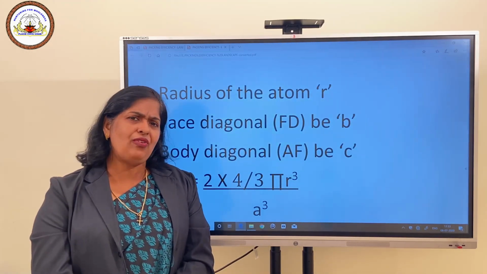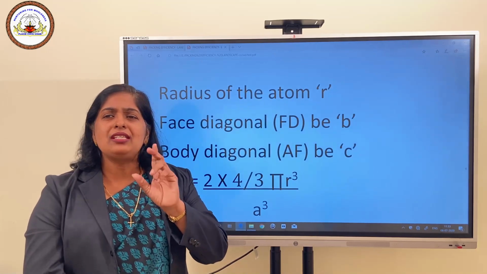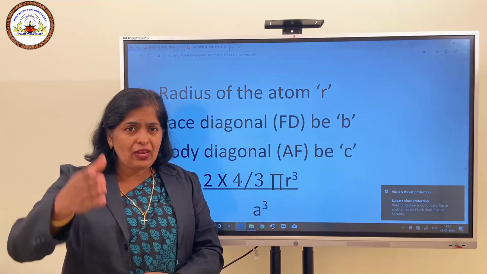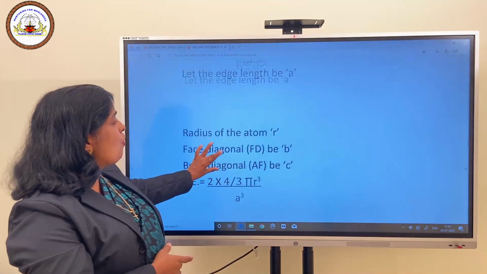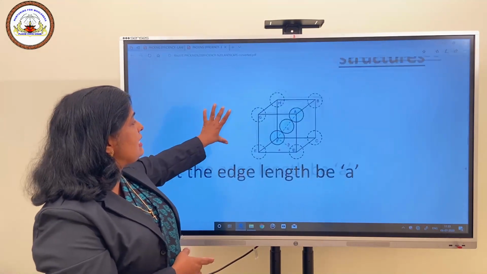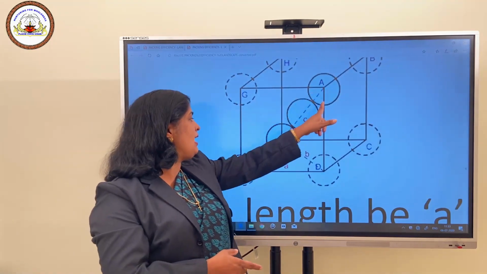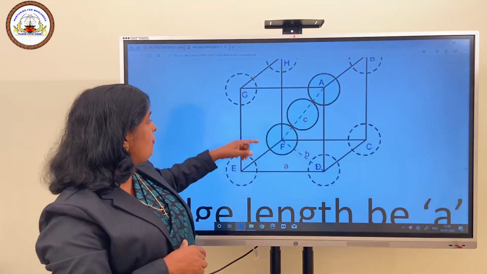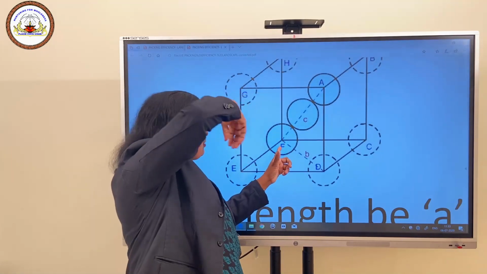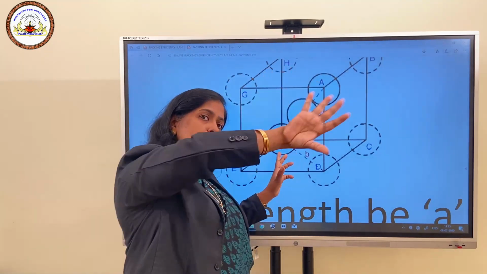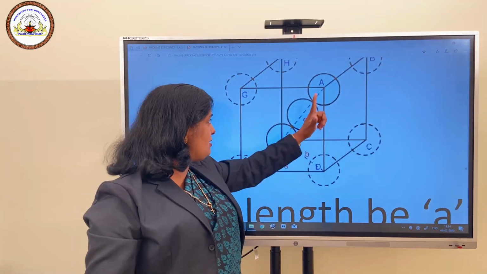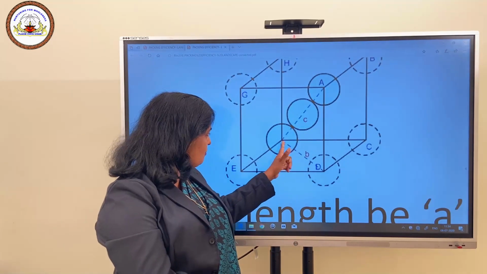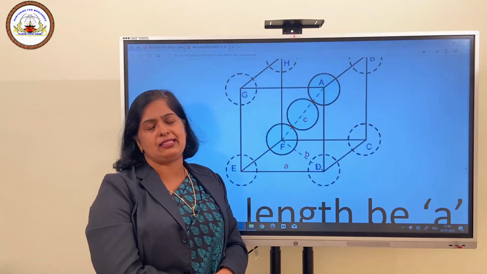Why are we considering the body diagonal? In a body-centered unit cell, one atom is present at the body center. So we have to consider that distance, which is represented by c. That means we are considering this distance which is inside the box and this a which is on the plane of the board. So this distance is the body diagonal, which is represented as c, and this distance, the face diagonal FD, is considered as b.